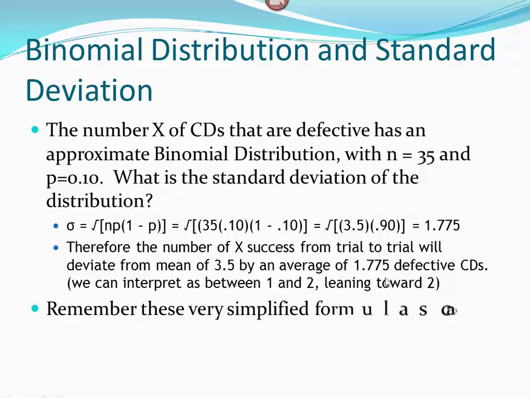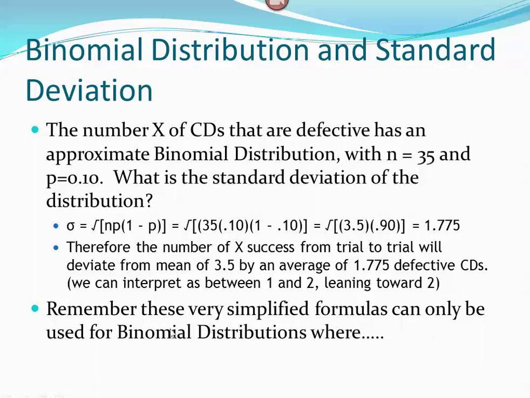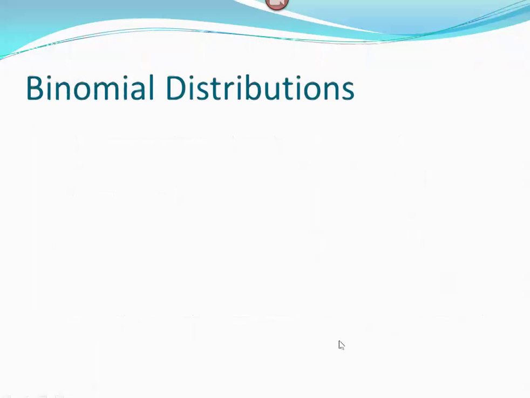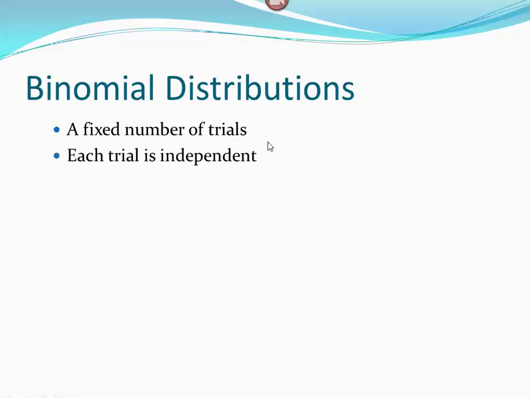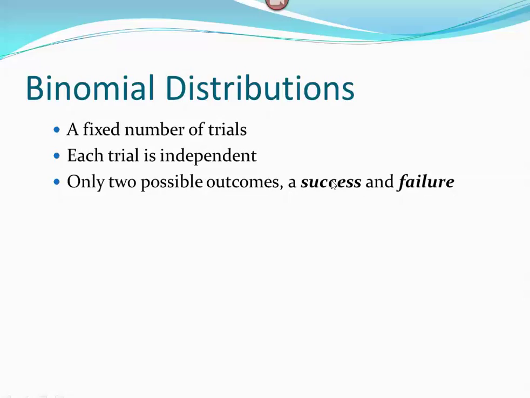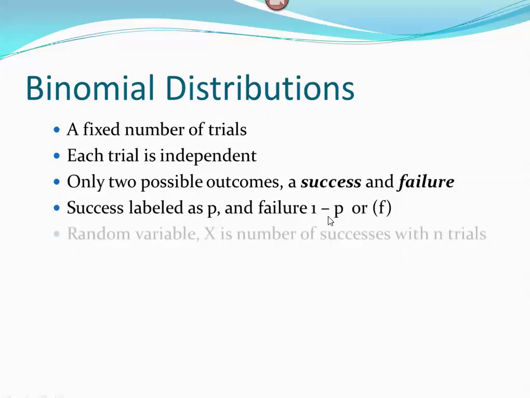Remember that these very simplified formulas can only be used in binomial distribution settings, where, remember the caveats we had for binomial distribution. We have to have a fixed number of trials. Each trial is independent. There's only 2 possible outcomes. One may be deemed a success, and hence the other becomes a failure. We label the probability of success as p, and then 1 minus p is my probability of failure, and the random variable x is the number of successes in n trials. This concludes this lesson on the mean and standard deviation of the binomial distribution.